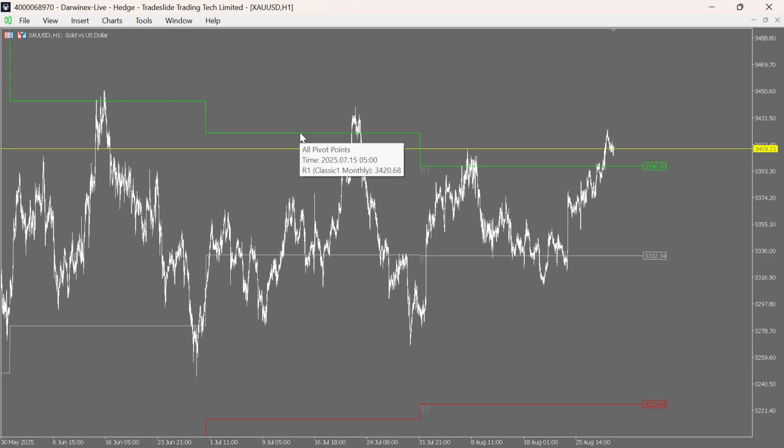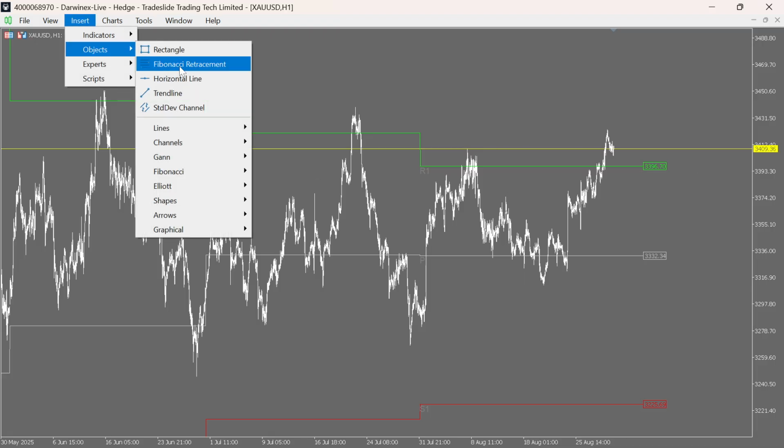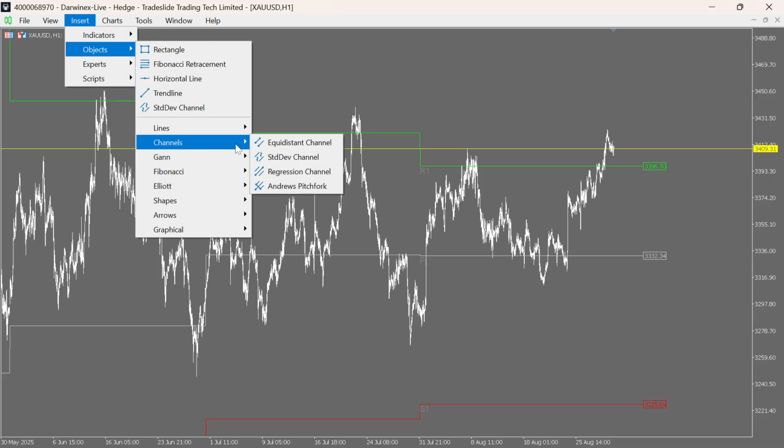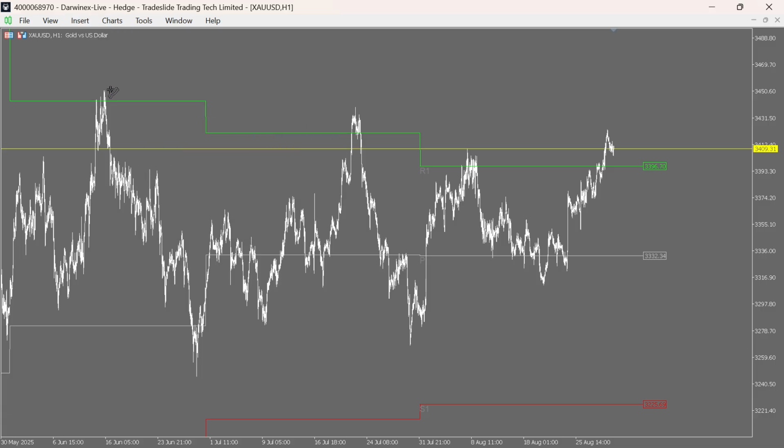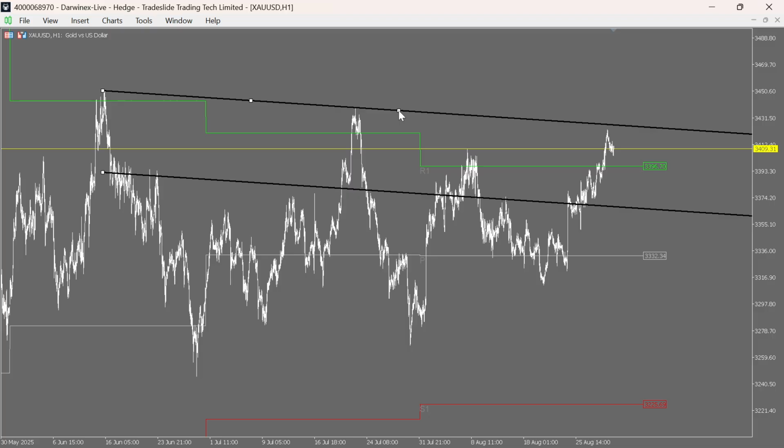Also, we can actually see the trend. Can you see it? This point, this point, this point. So let's draw it. We're going to use an equidistant channel from this point, just like a trend. Can we see it? And then we double to find the bottom part of the channel.